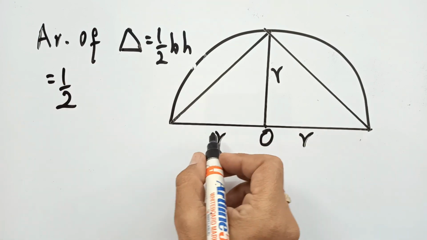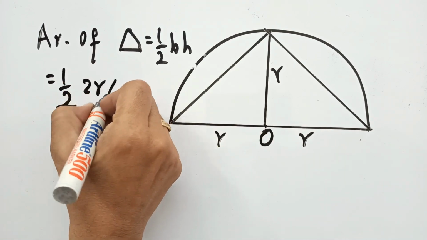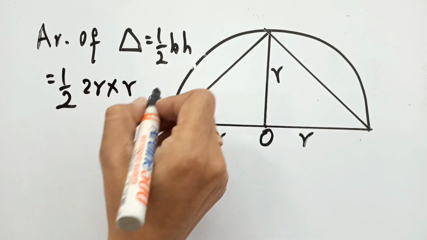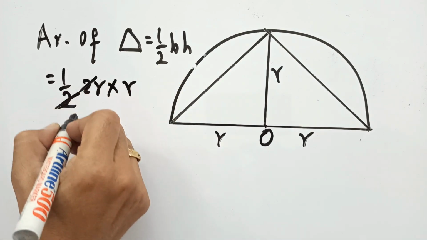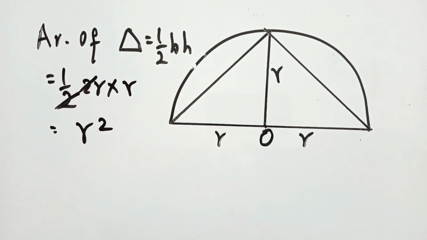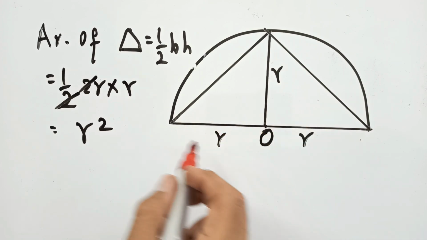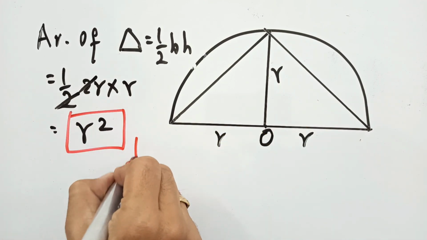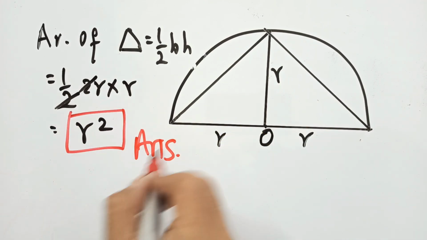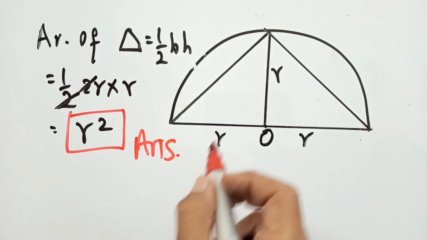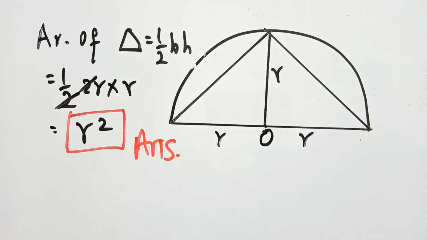Half base, r plus r, 2r. Height is r. 2 cancel, it is r square. So this question can be asked in the MCQ. R square is the area of the largest triangle inscribed in a semicircle of radius r.